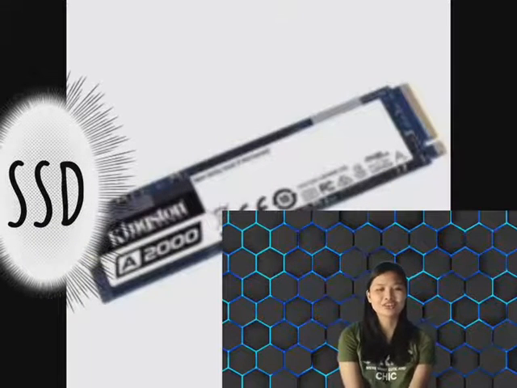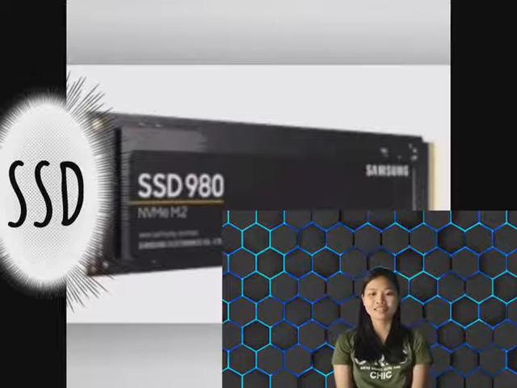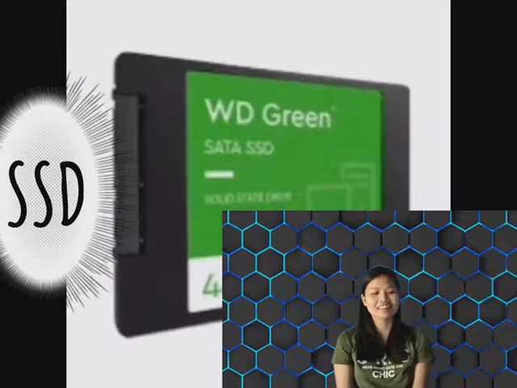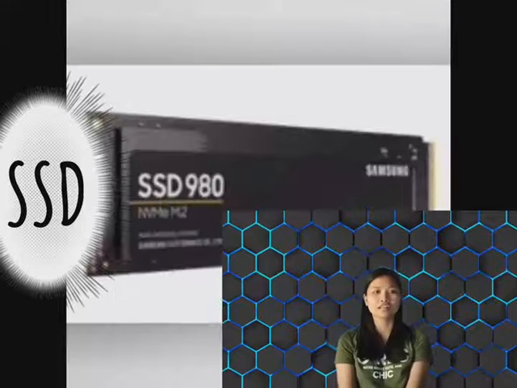SSD, Solid State Drive. An SSD is also a type of hard drive, but it doesn't have any moving parts. It consists of a bank of flash memory that can hold a reasonable amount of data. While SSDs are increasing in size all the time, they aren't cost-effective for storing large amounts of data.